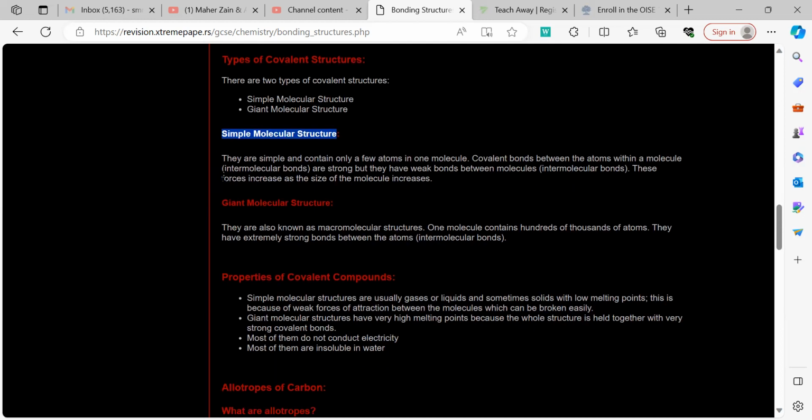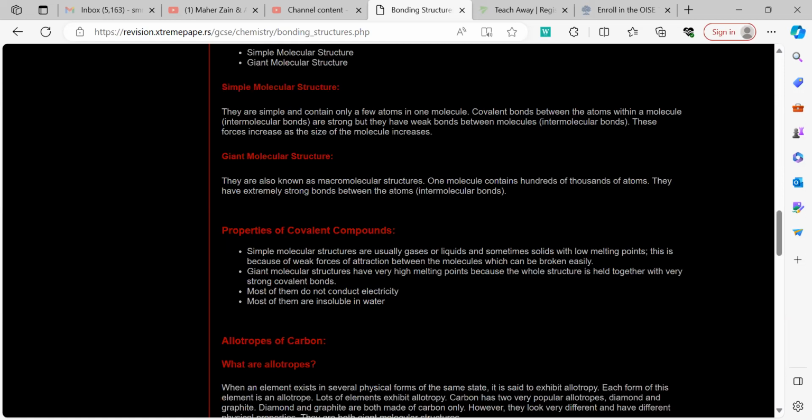Now we will study the giant molecular structure. There are several types of giant molecular structures. You are often asked why they have extremely high melting and boiling points. The answer is that they have very high melting and boiling points because they have extremely strong covalent bonds. For example, take the structures of diamond and graphite. So these are the properties of covalent bonds.